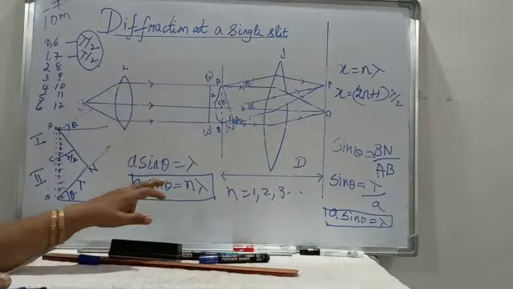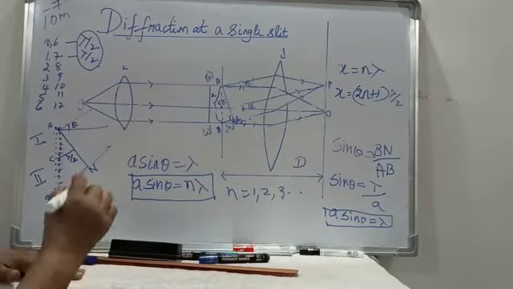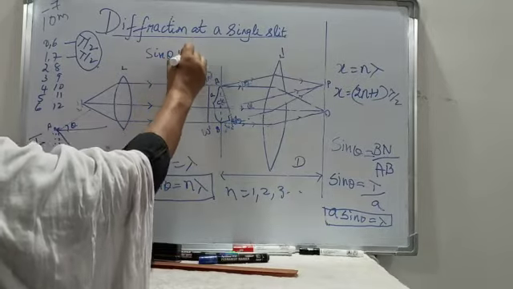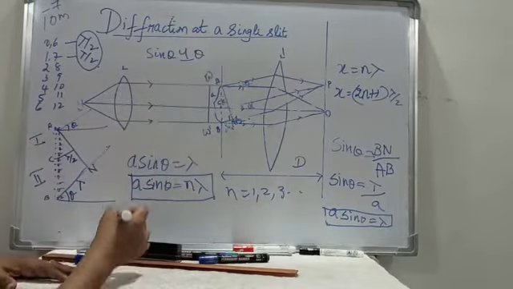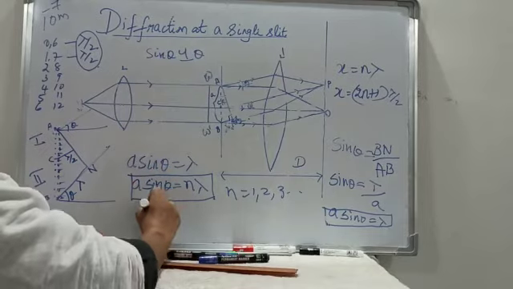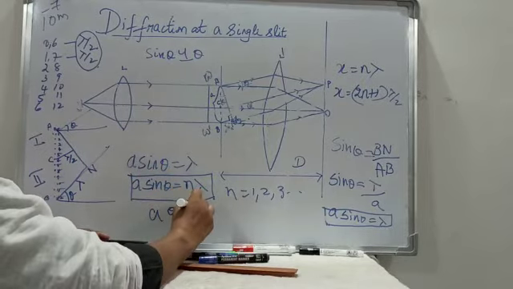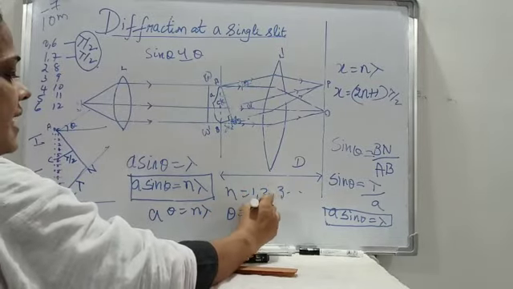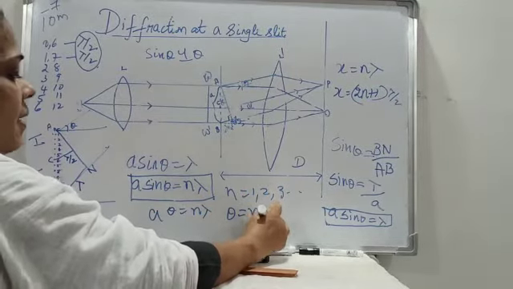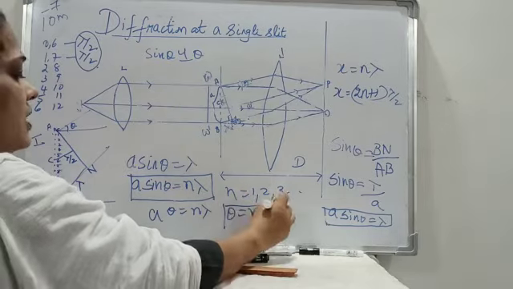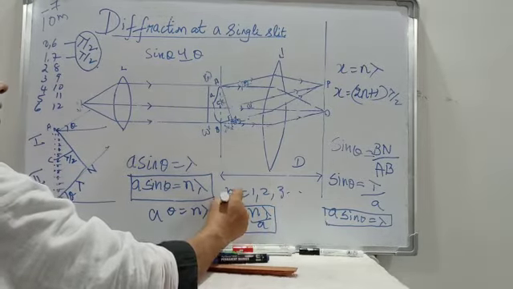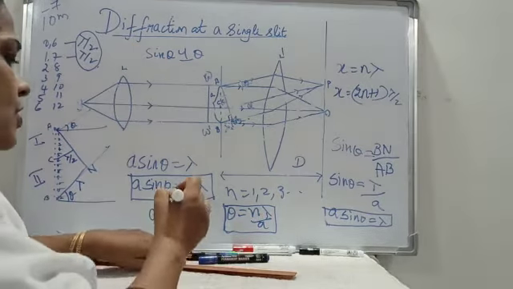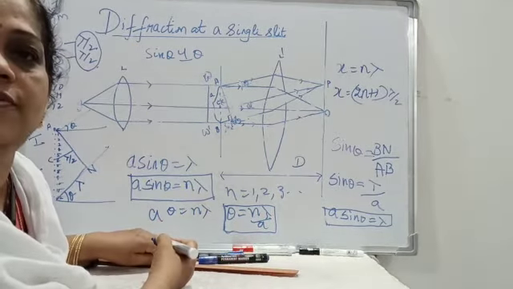Now, if this angle theta is very small, you can say that sin theta is approximated to theta. And this expression can be written as a theta equal to n lambda, or theta is equal to n lambda by a. So, this is the condition. Theta is the angle of diffraction. So, this is the condition for the first minimum.